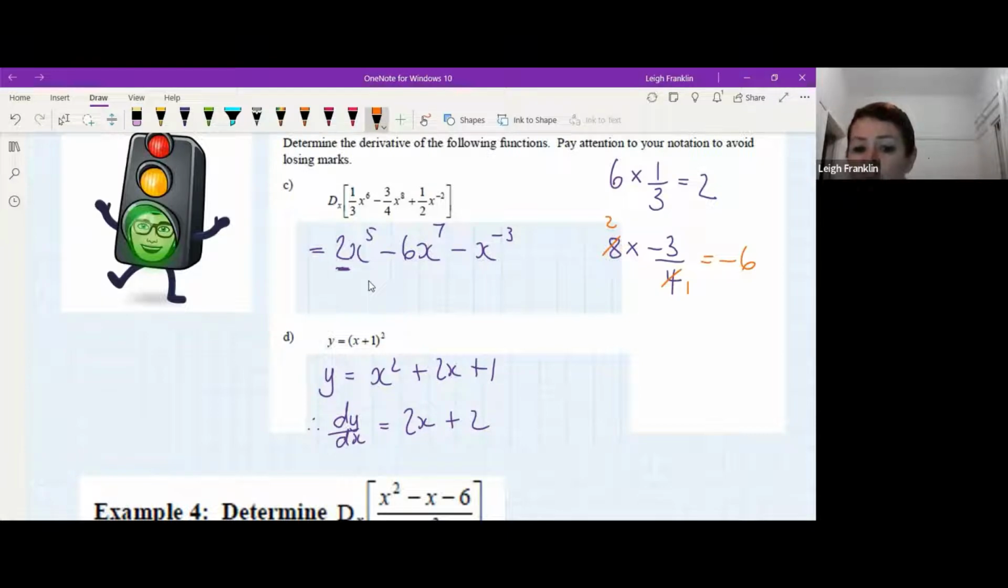And then with the last term, I'm taking negative 2 and multiplying it by a half. That's where the negative 1 comes from, so the invisible negative 1. And then again, I'm taking 1 away from the exponent, and that's where I got the negative 3.